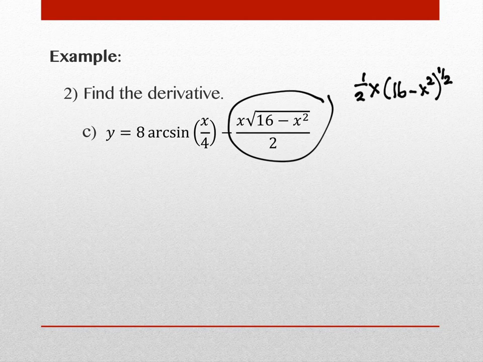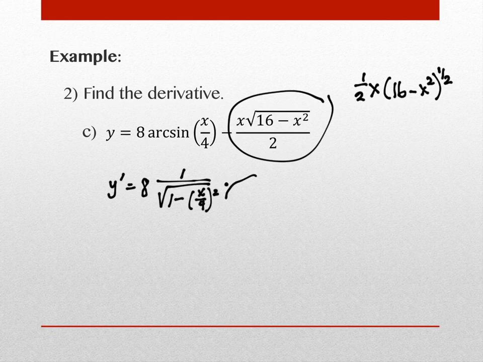All right, but at the beginning, we have the arc sine. So we've got 8 as a constant multiplier. Arc sine is 1 over, and it's the square root of 1 minus the x value here, which is x over 4 squared, times the derivative of the inside of, that is, of the x over 4, which is 1/4.